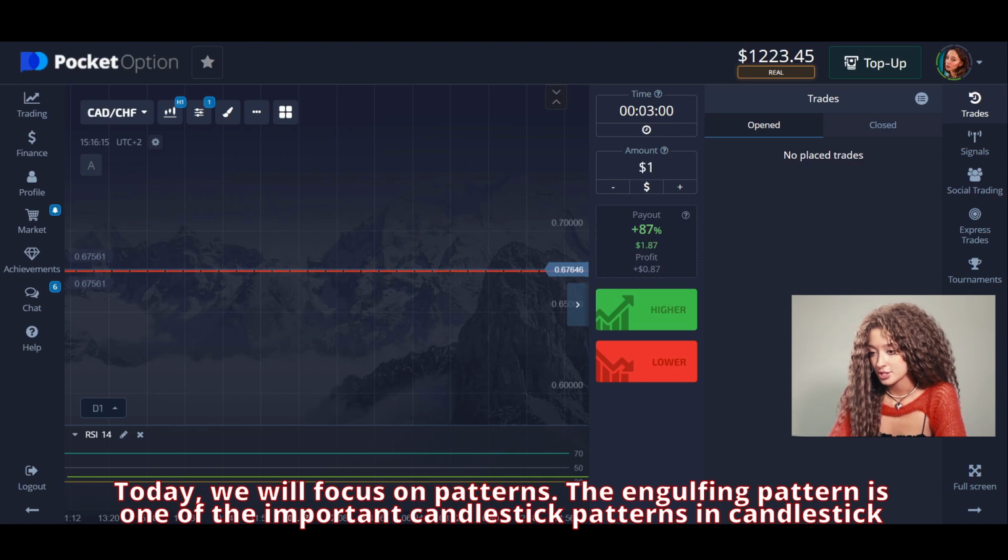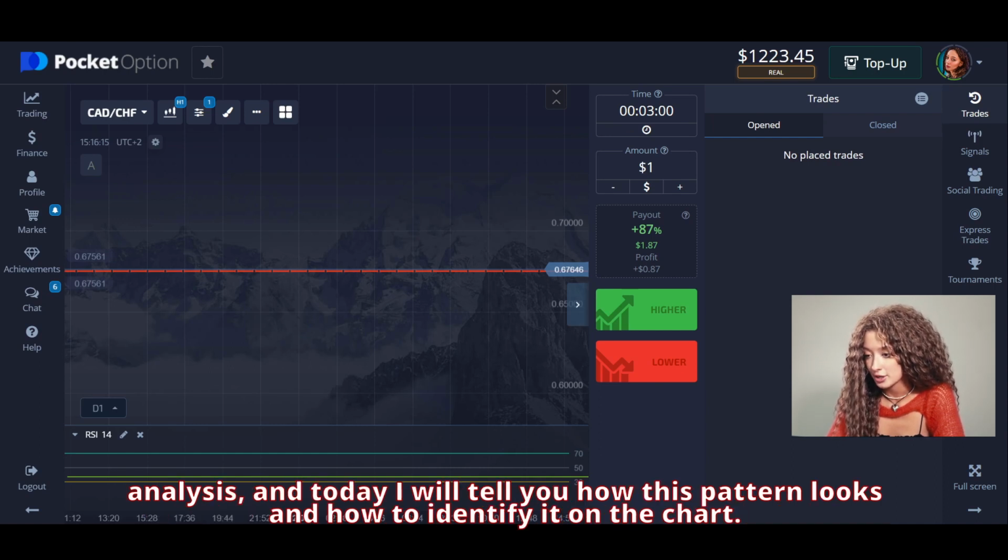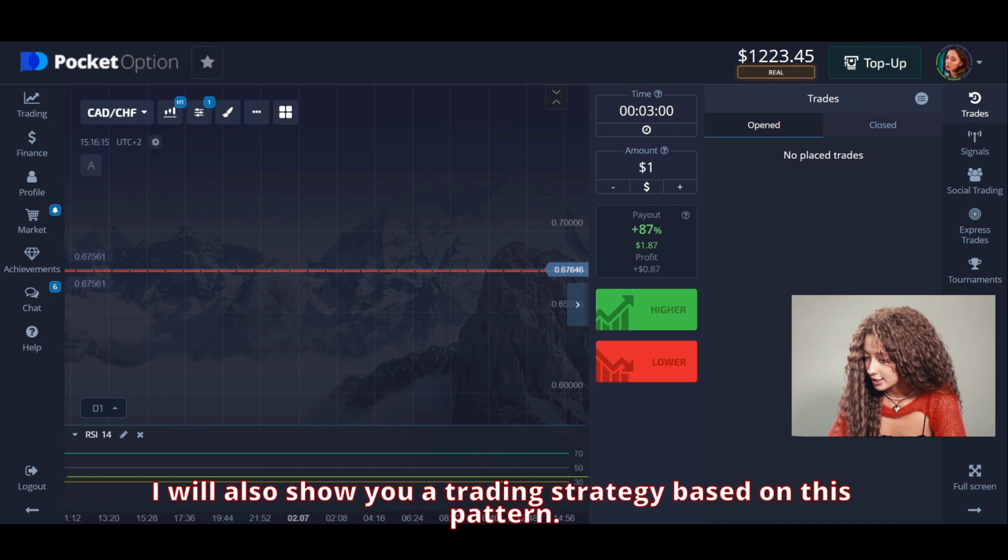Today we will focus on patterns. The engulfing pattern is one of the important candlestick patterns in candlestick analysis, and today we'll tell you how this pattern looks and how to identify it on the chart. I will also show you a trading strategy based on this pattern.